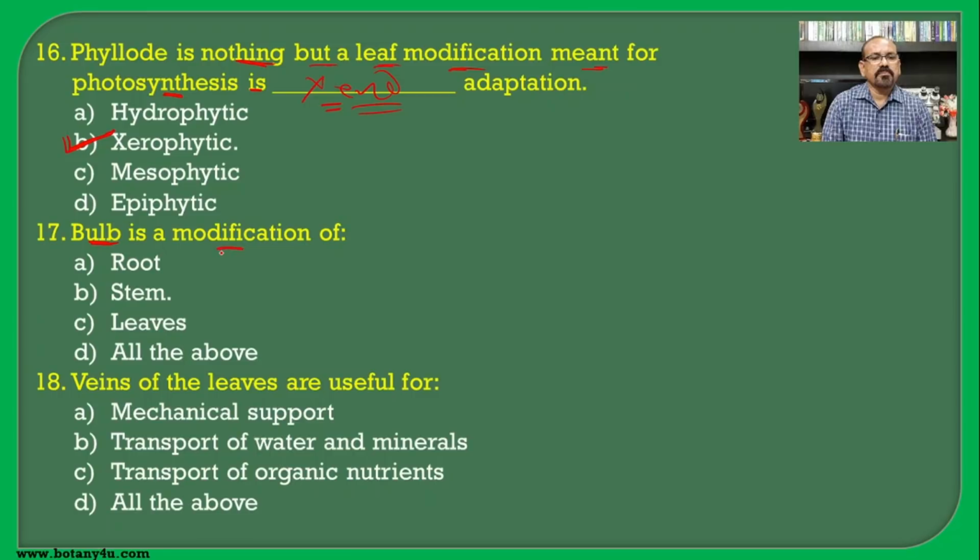Bulb is modification of, earlier we have seen that bulb is nothing but the modification of the stem and not the root or the leaves, and hence B is the correct answer for this question.